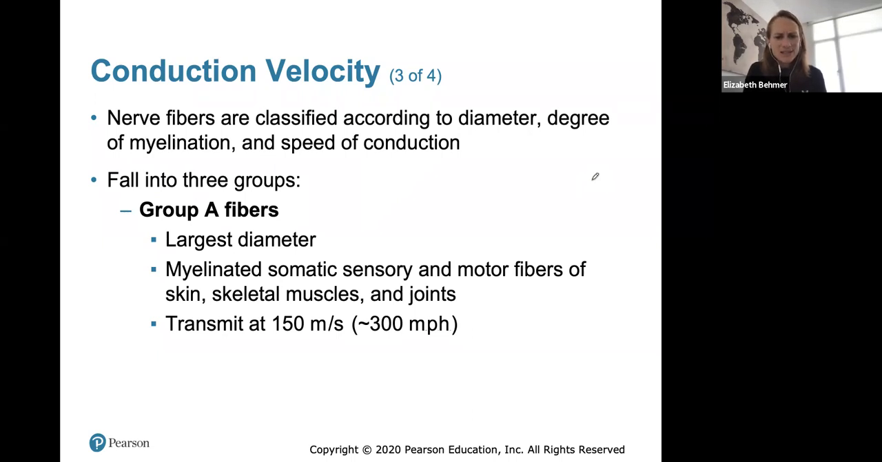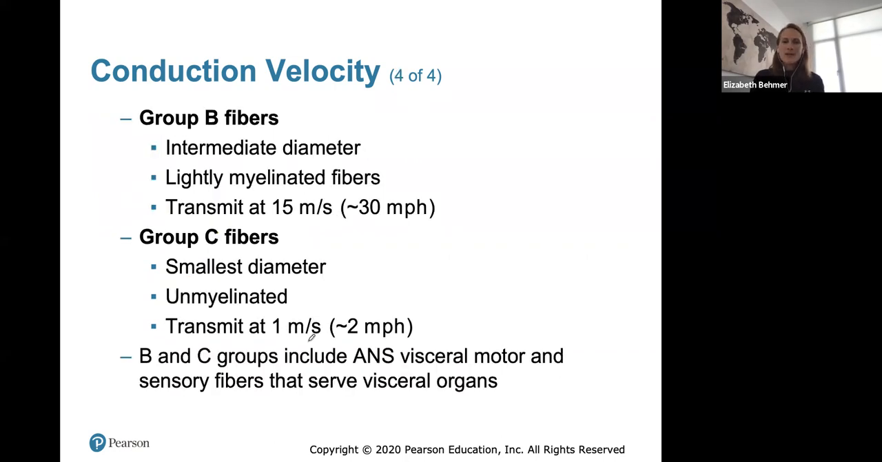So conduction velocity, we'll briefly talk about this. Group A fibers are the fastest because they have the largest diameter and they're myelinated. These will be somatic sensory and motor fibers of your skin, skeletal muscles, and joints. And they can transmit signals up to 300 miles per hour, which is so fast. Group B have an intermediate diameter and are lightly myelinated, and Group C are the smallest, unmyelinated fibers.